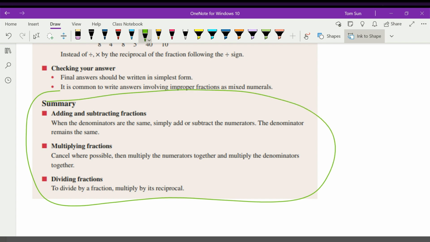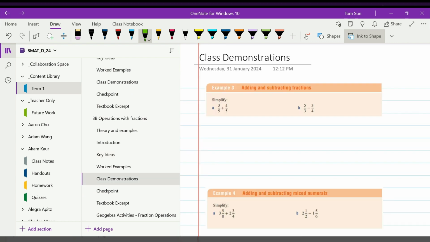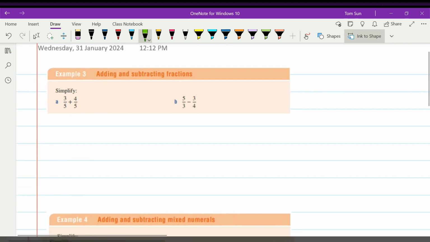Here is some good summary. Adding and subtracting fractions is what you do. Multiplying fractions is what you do. Dividing fractions, that's what you do. So let's try this in some examples. So let's look at adding and subtracting fractions.